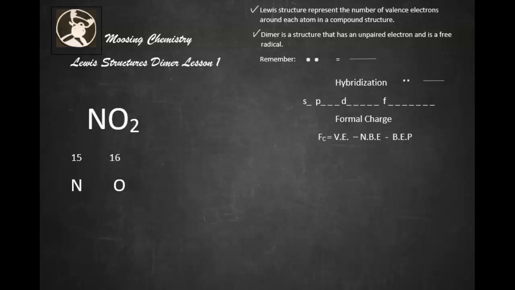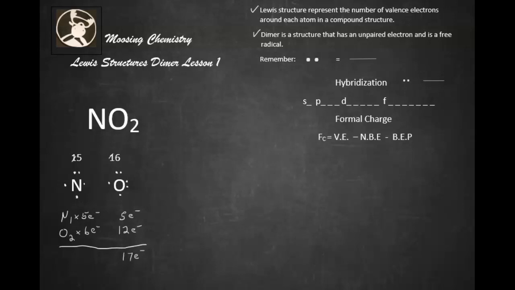Well, nitrogen's in group 15, right? So we have 5 valence electrons. Oxygen is in group 16, so it's got 6 valence electrons. Okay, so now let's do the math. We have 1 nitrogen, bringing in 5 valence electrons, and we have 2 oxygens, bringing in 6 valence electrons each. This gives me 12 valence electrons and 5 valence electrons, which is a total of 17 valence electrons.